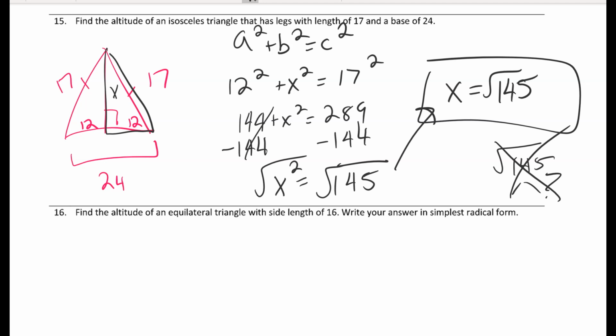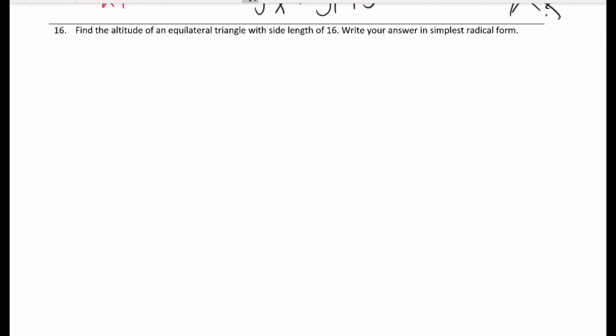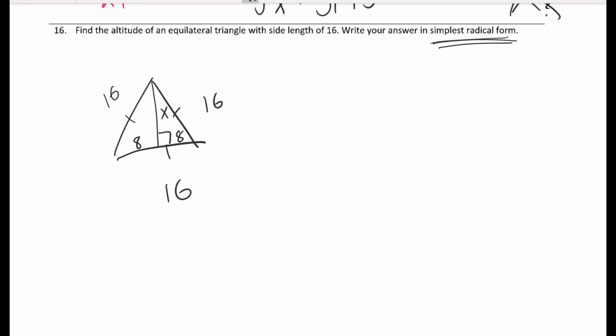But for example 16, I now need to find the altitude of an equilateral triangle. Remember, for an equilateral triangle, all sides are congruent. So all sides are of length 16 here. So when I'm looking for this altitude, it still breaks my base into 2 congruent parts, 8 and 8. And I'm still looking for x. But now it says to find it in simplest radical form. So I know I will need to simplify at some point.